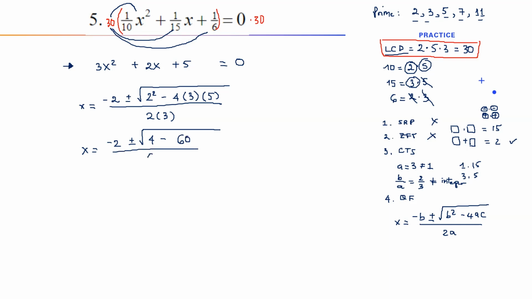2 times 3 is 6. Rewrite one more time. Inside the square root, we have 4 subtract 60 is negative 56, divide by 6.